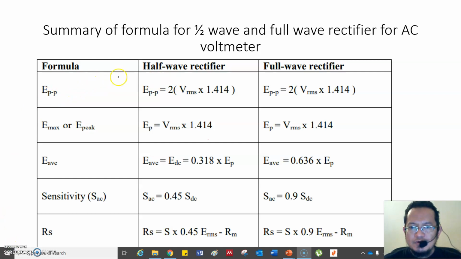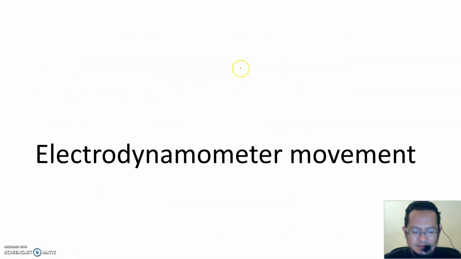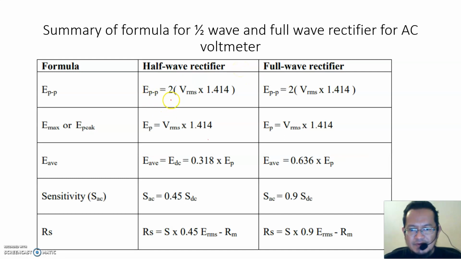Okay, for both. Let's take a look at one by one. So for the voltage peak to peak, or Vp-p, for half rectifier and full rectifier, the formula is the same. It's 2 times the RMS voltage multiplied by 1.414. So that's the peak to peak voltage for the rectifier.